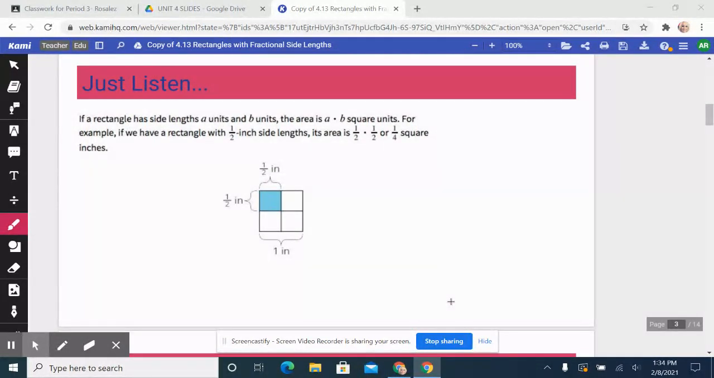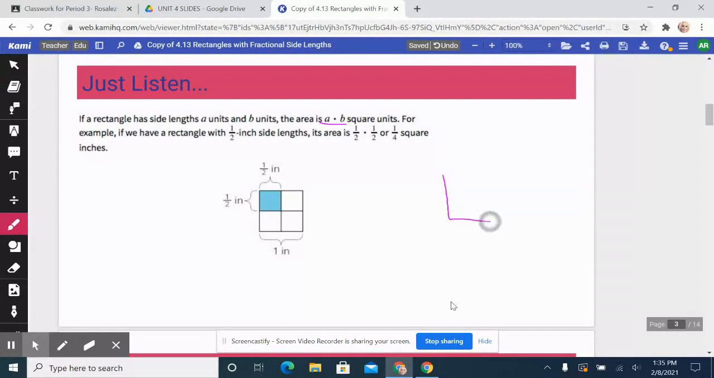So right now you're listening. If a rectangle has side lengths A and B, the area is A times B, right? For example, if we have a rectangle with 1/2 sides, the area is 1/2 times 1/2, or 1/4 square inches. I want to go over something before we begin. I want to make it very easy for you.